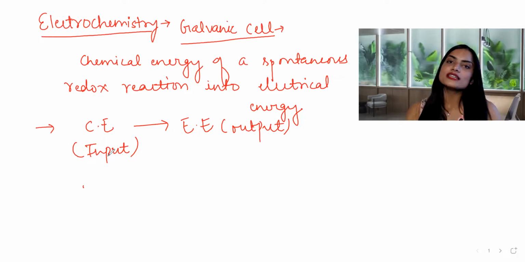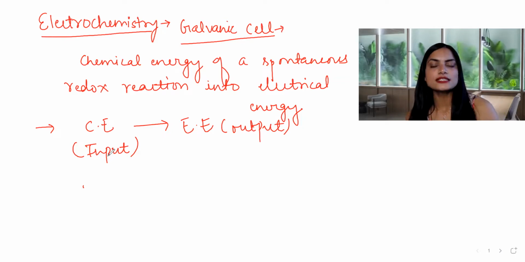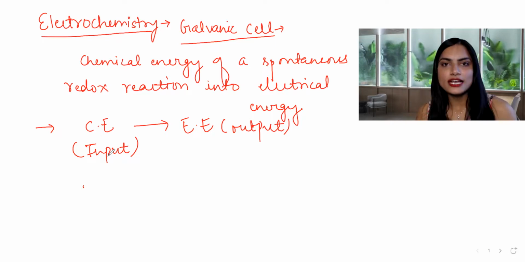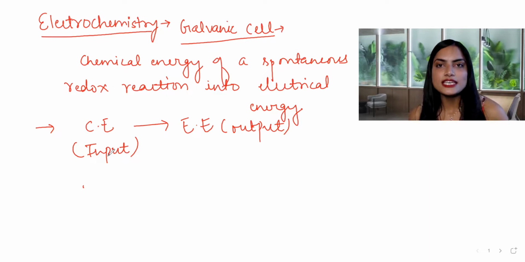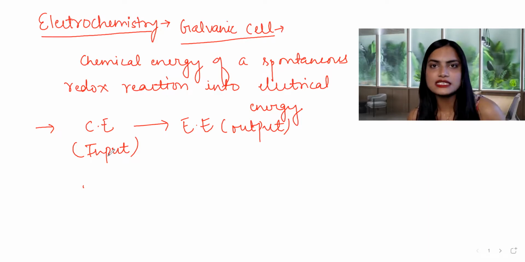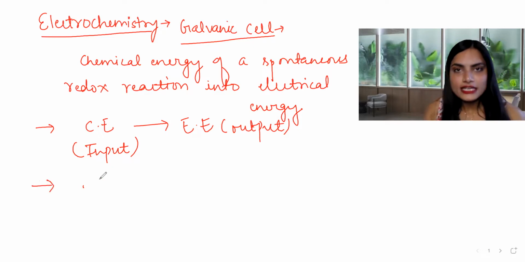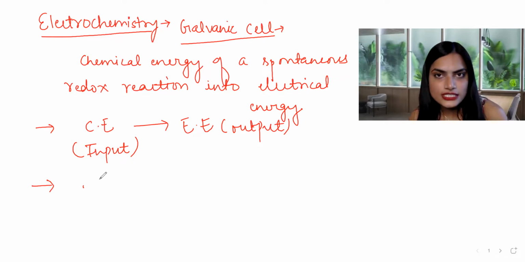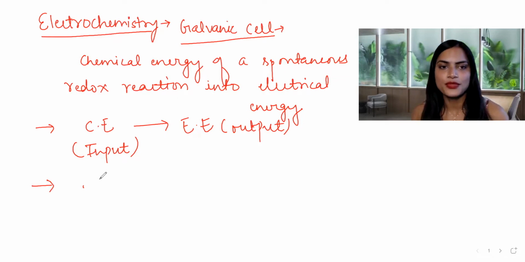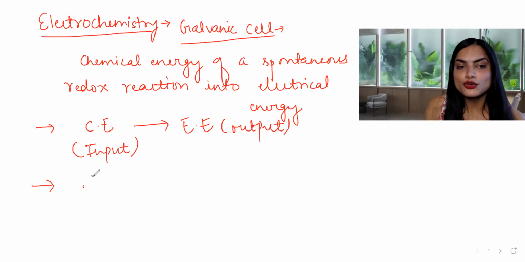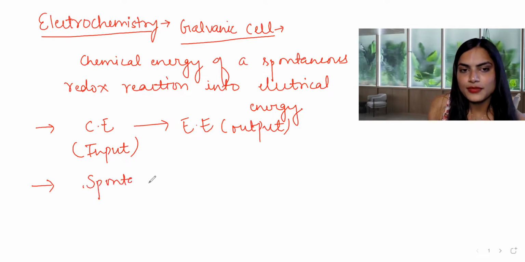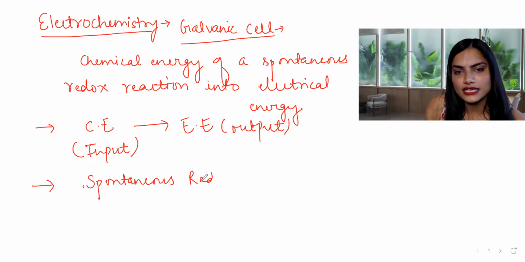Because there is a conversion of chemical energy into electrical energy, some chemical reaction must be taking place, because of which there is a production of electricity. Obviously, that chemical reaction is taking place spontaneously, and that reaction should be a redox reaction. So we can say that in a galvanic cell, there is a production of electricity from a spontaneous chemical reaction, or a spontaneous redox reaction.